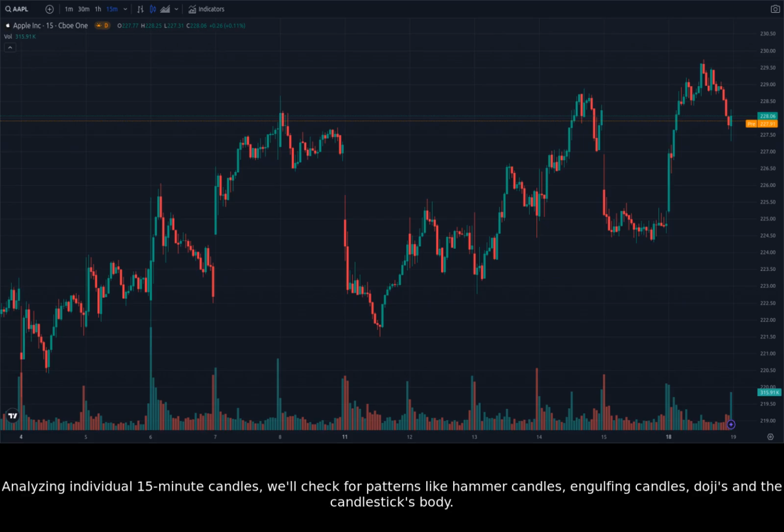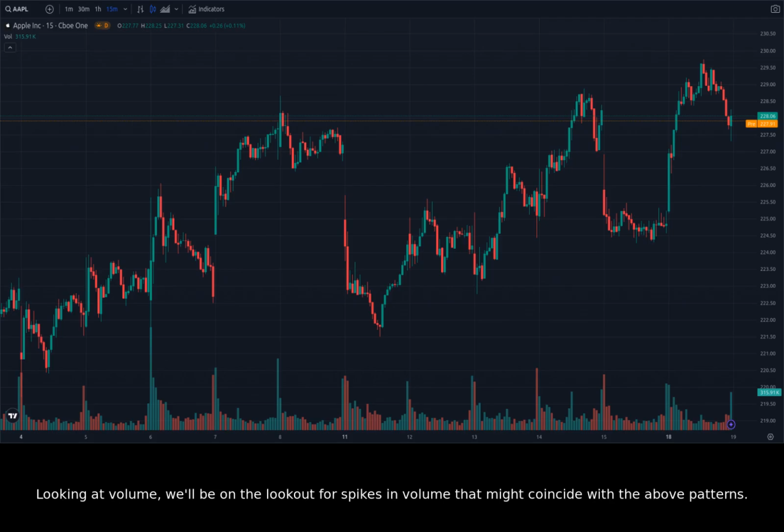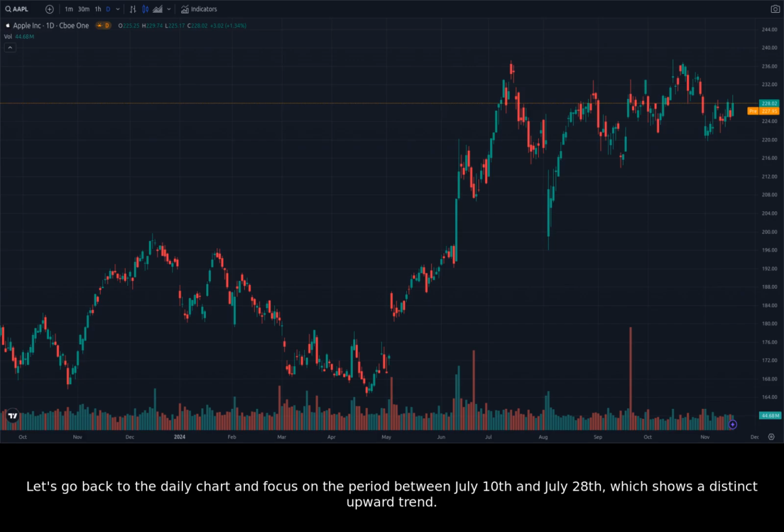Analyzing individual 15-minute candles, we'll check for patterns like hammer candles, engulfing candles, dojis, and the candlestick's body. Looking at volume, we'll be on the lookout for spikes in volume that might coincide with the above patterns. Let's go back to the daily chart and focus on the period between July 10th and July 28th, which shows a distinct upward trend.